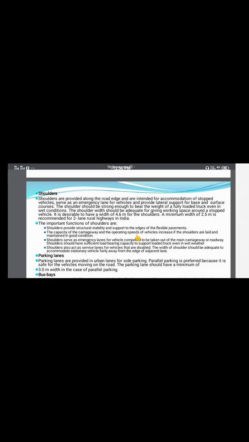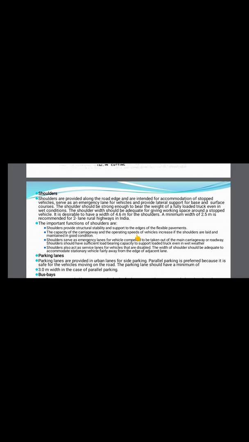Shoulders are provided along the road edges and are intended for the accommodation of stopped vehicles, serve as an emergency lane for vehicles, and provide lateral support for base and surface courses. The shoulder should be strong enough to bear the weight of a fully loaded truck even in wet condition. The shoulder width should be adequate for giving working space around the stopped vehicle. It is desirable to have a width of 4.6 meter for the shoulders. A minimum width of 2.5 meter is recommended for two-lane rural highways in India.